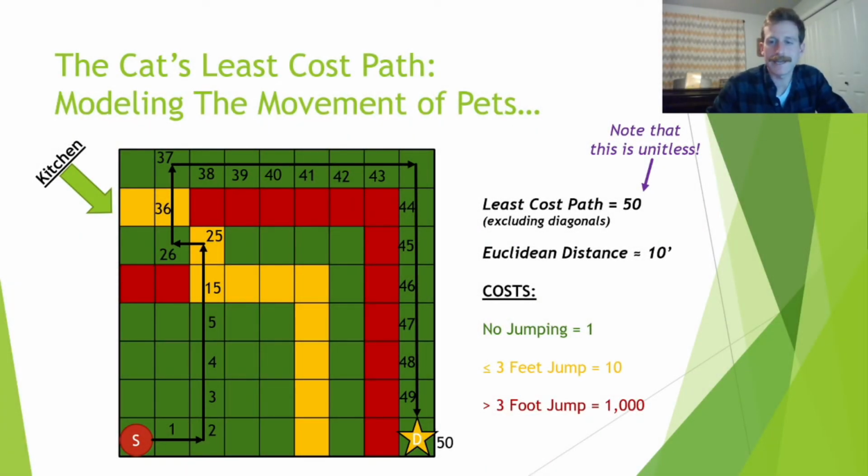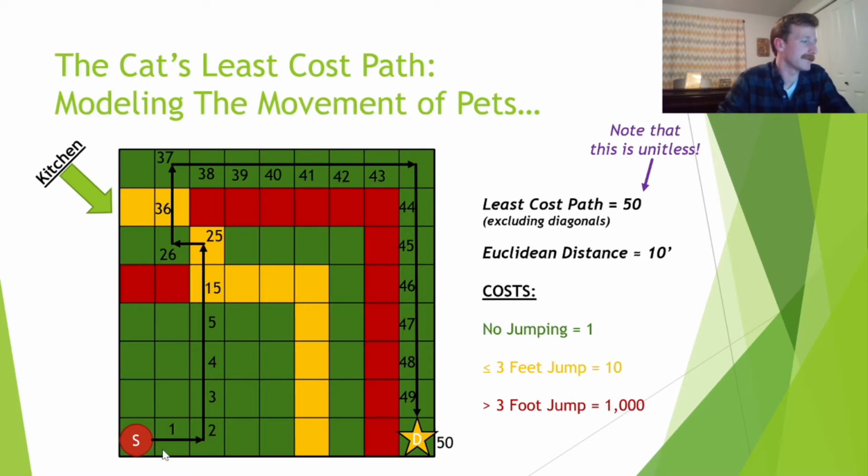So the question remains, what is the least cost path? Full disclosure, I did not actually run this algorithm on my made-up PowerPoint cost surface. I did this because I've seen my cats get on top of the cabinet so many times. And here is the least cost path. I am excluding diagonals, which we will talk about later. That is allowed in the world of GIS.